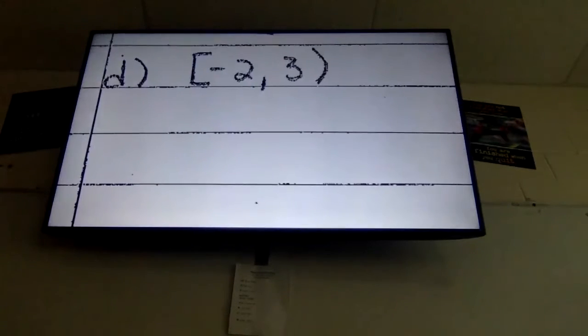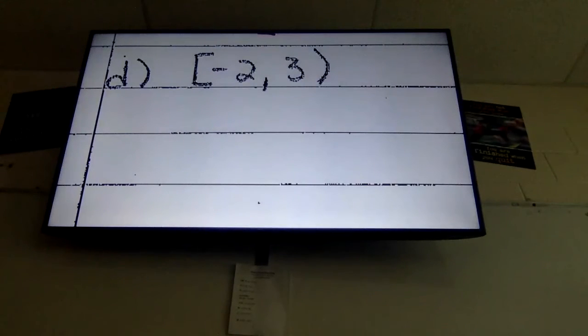Yes. Letter D, same idea. I actually love interval notation. It tells me which two numbers matter, negative 2 and 3. And then I just ask myself, what is my circle situation? At negative 2, open or closed? Closed. Good. At 3, open or closed? Open. No questions? Any questions? What's going on? Everybody cool?